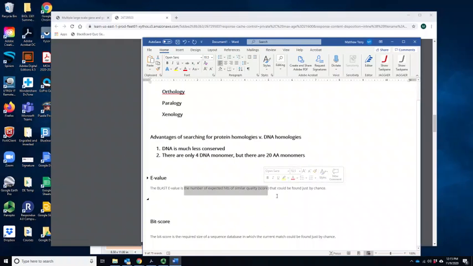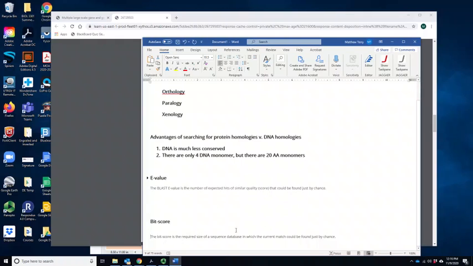And then finally, a bit score is the required size of a sequence database in which the current match could be found just by chance. So if you find a really, really close match, then you would need maybe a very large database, into the billions and billions of sequences, to be able to find that one just by chance. But if the sequences are more similar, then the database size would be smaller.